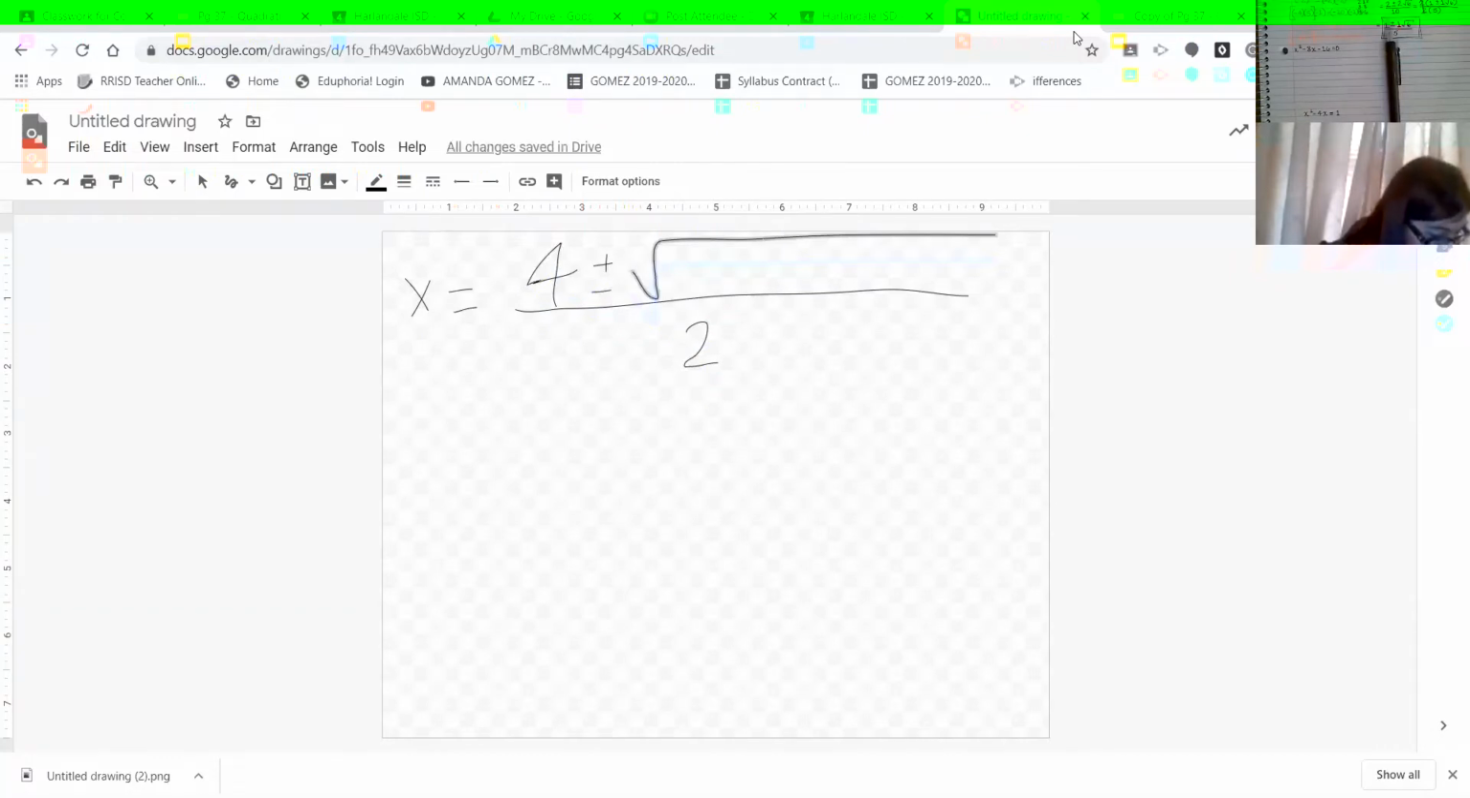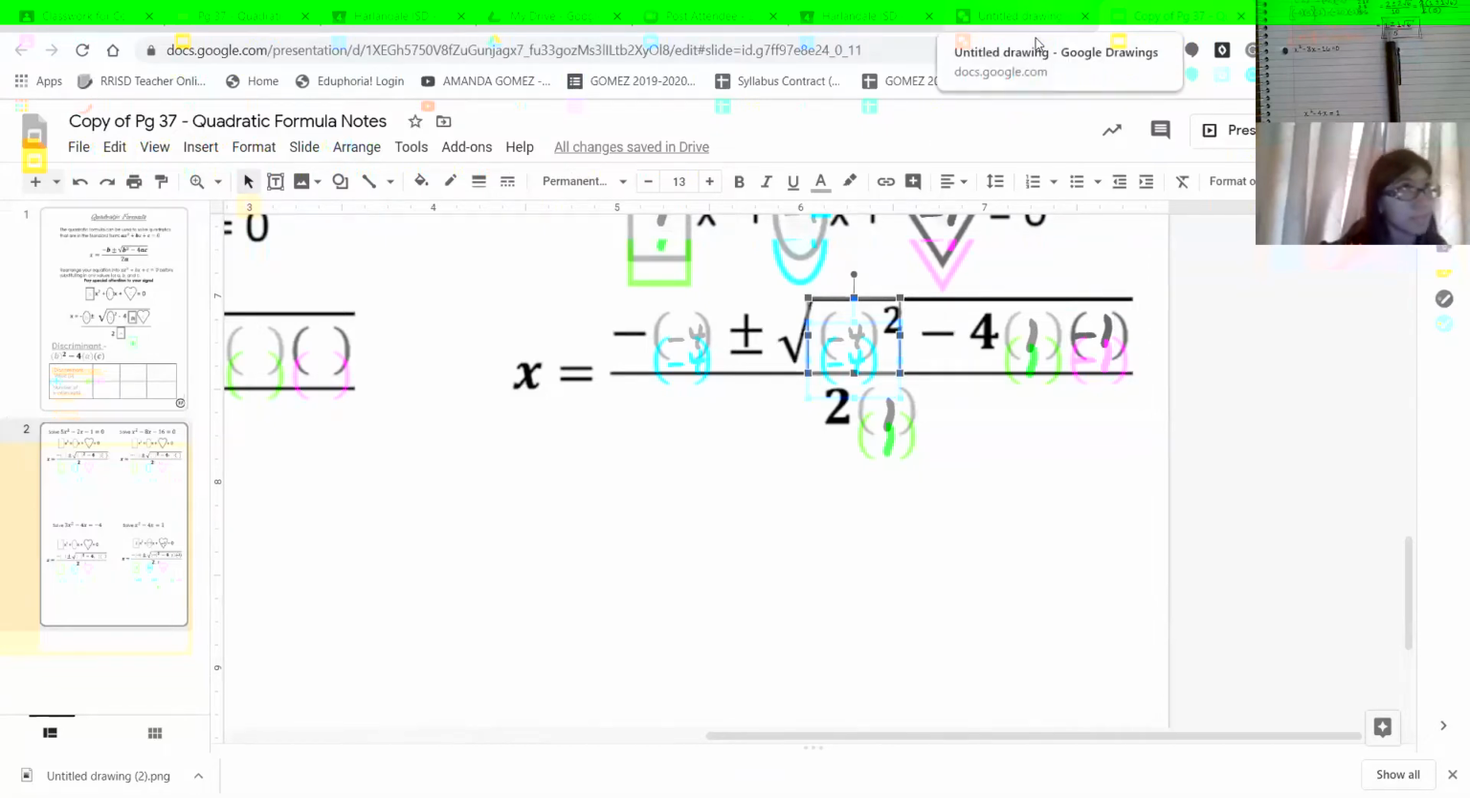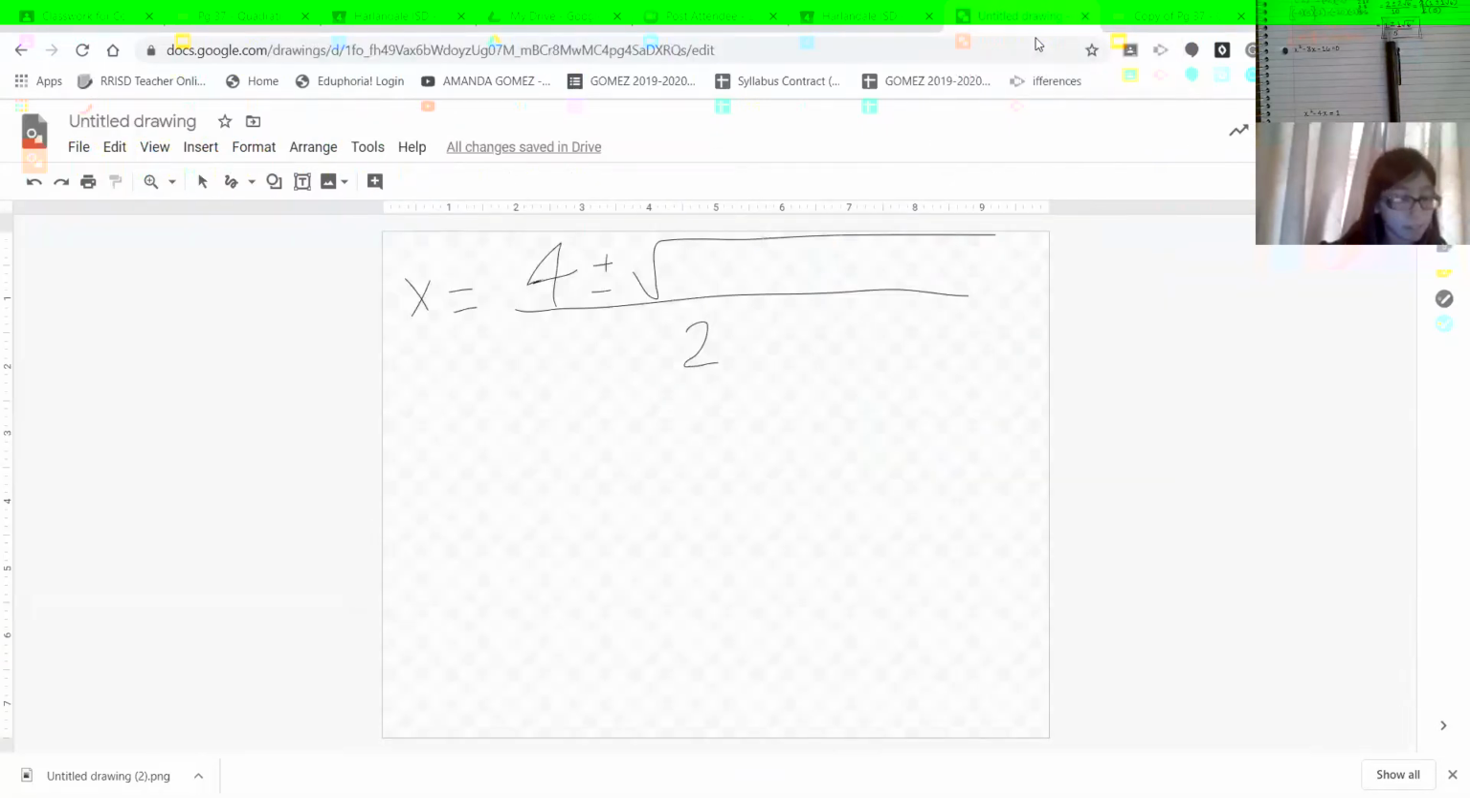All right, so now let's look here. Now, I have -4 squared. That means -4 times -4 is positive 16. So that's a 1, and I'll put that in orange because that's my discriminant. Okay, positive 16.